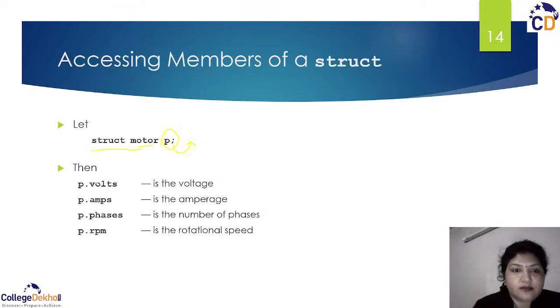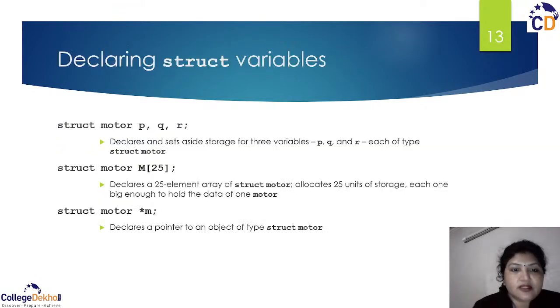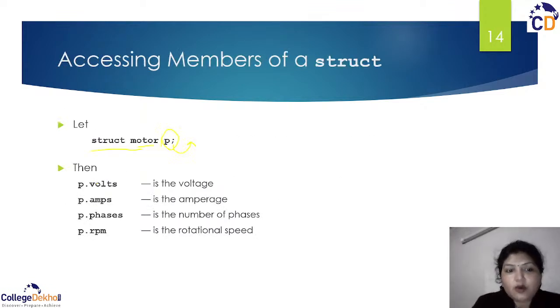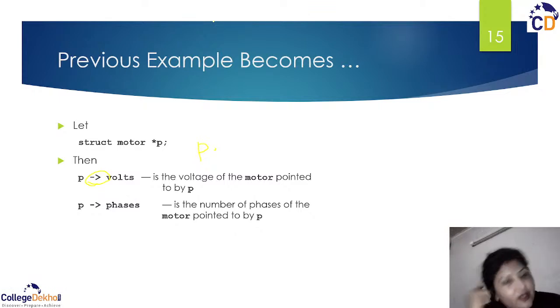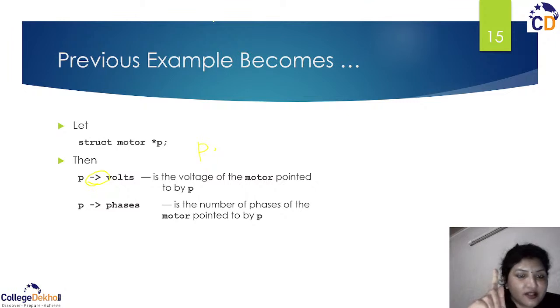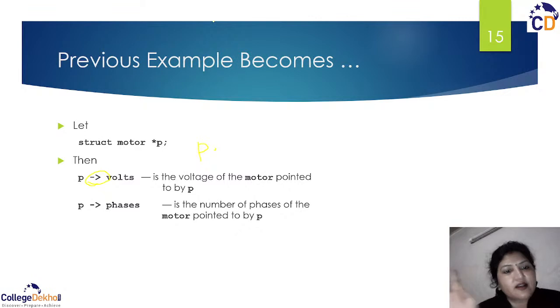If you are using this as simple P, then you can directly access P dot volts, P dot amps, P dot phases, P dot RPM. But when you have the same syntax with a pointer to this object, you have to specify an arrow, P arrow, not dot. Don't get confused: when we are defining it as a single simple variable, the dot operator is used.